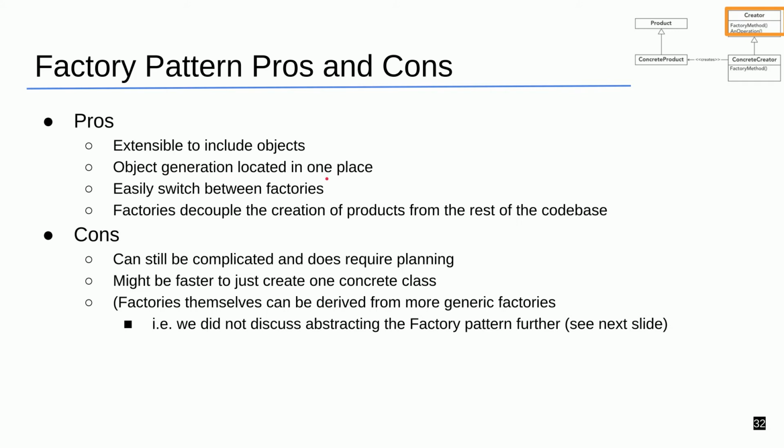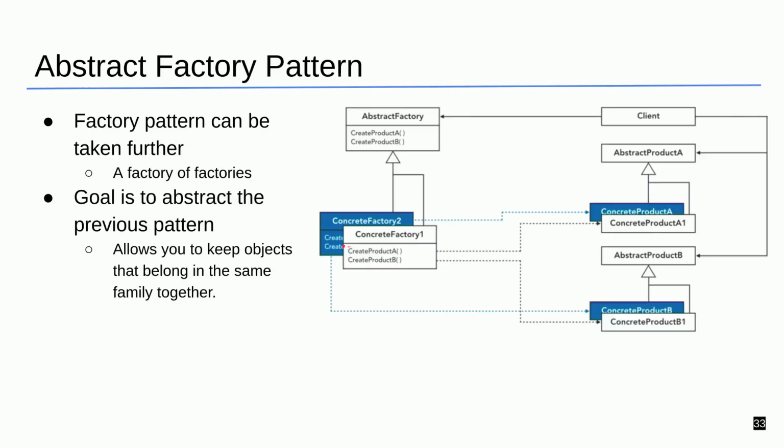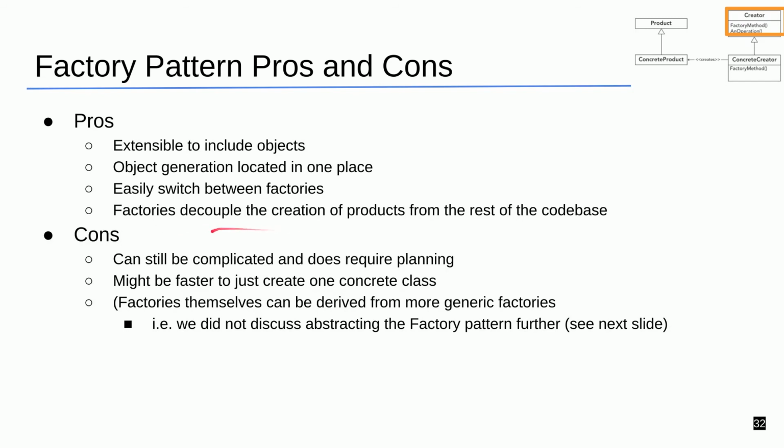Okay. If I decide I want to enhance or change this program, I can easily just switch between factories. I can write a different function, instead of going through this dialogue here, I can basically just change this member function very easily and return different objects in my factory. So factories are thus decoupling the creation of products from the rest of the code base. This is the goal of creational design patterns, such that we don't have to think about or make these decisions. They're just encapsulated in this class and they do the right thing. Now, some of the cons, as you can imagine, are that this can be complicated and it does require some planning.